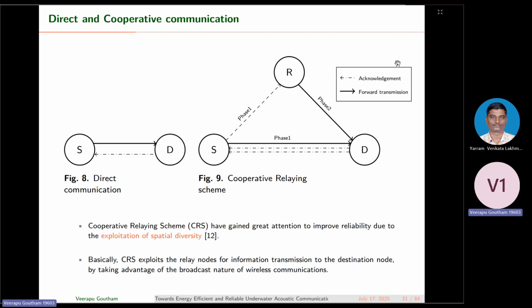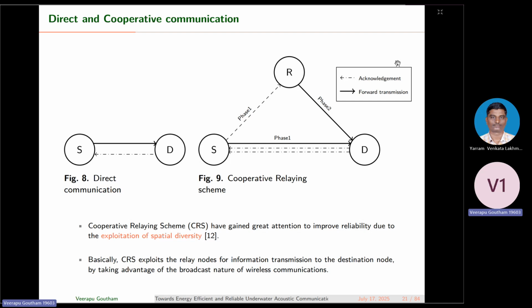Now, if it is getting a proper data packet, then it will give a positive acknowledgement. If it is not getting a proper data packet, what will it do? It will send a negative acknowledgement. On getting the negative acknowledgement, the source will direct the relay node to transmit the data packet.